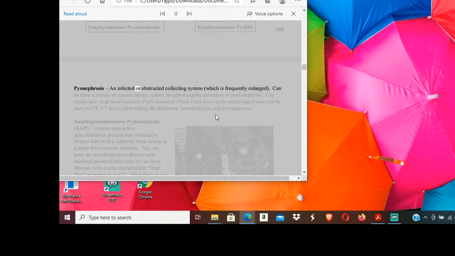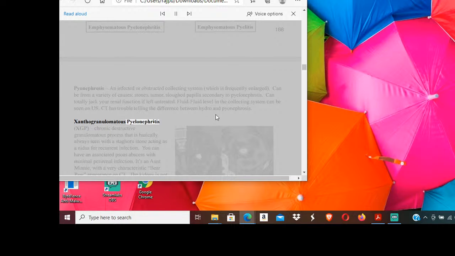Pyonephrosis, an infected or obstructed collecting system, which is frequently enlarged. Can be from a variety of causes: stones, tumor, sloughed papilla secondary to pyelonephritis. Can totally jack your renal function if left untreated. Fluid level in the collecting system can be seen on US and CT. Has trouble telling the difference between hydro and pyonephrosis.